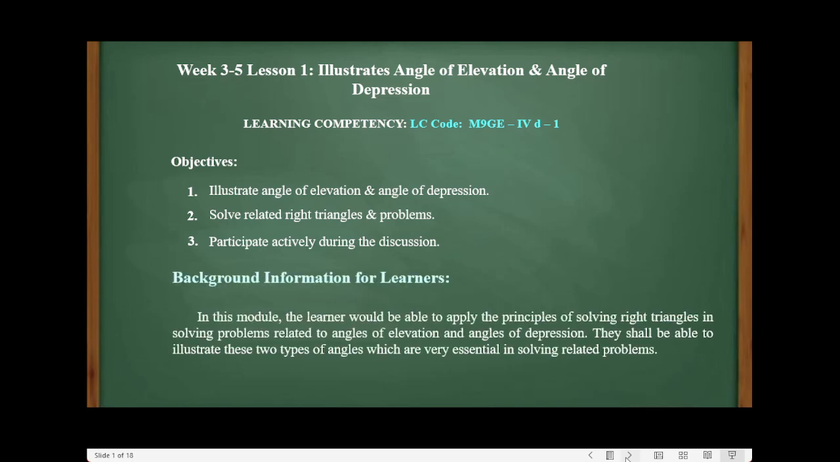Now in this material, you would be able to apply the principles of solving right triangles in solving problems related to angle of elevation and angle of depression. You shall be able to illustrate these two types of angles which are very important or essential in solving word problems.